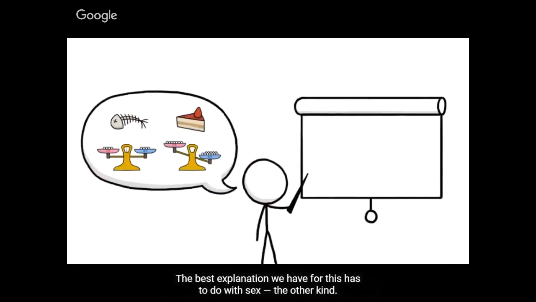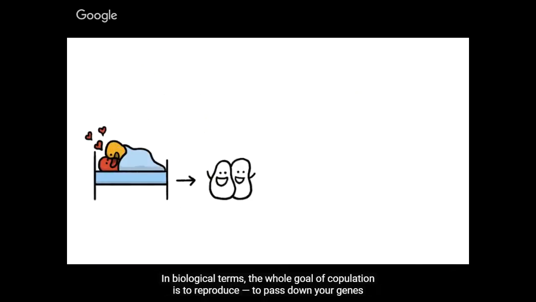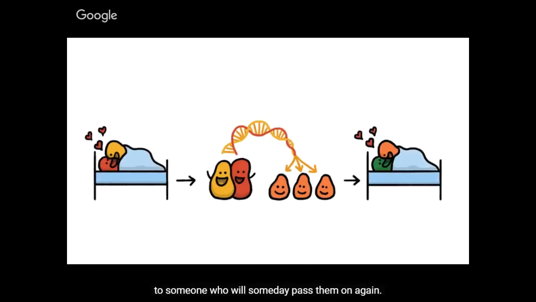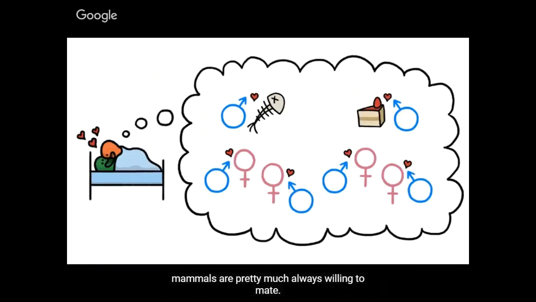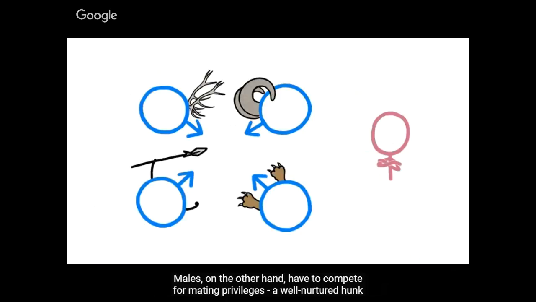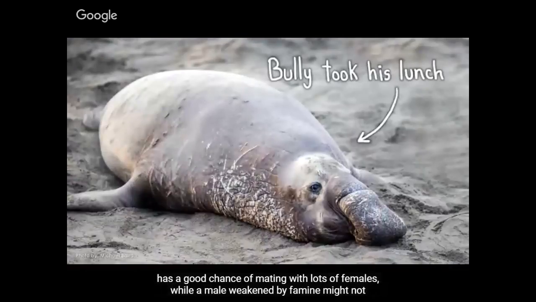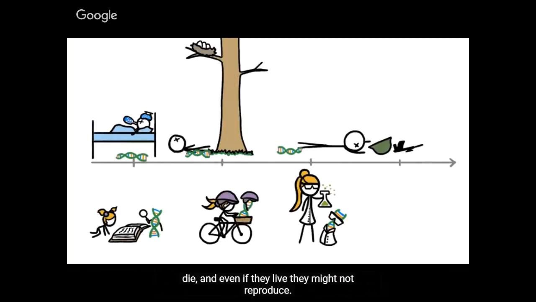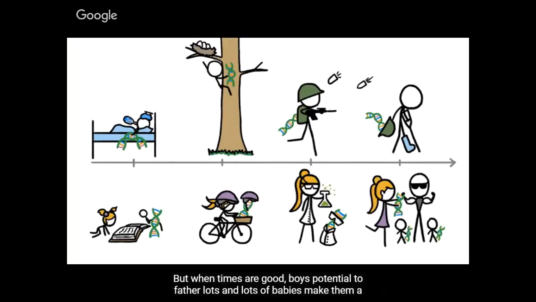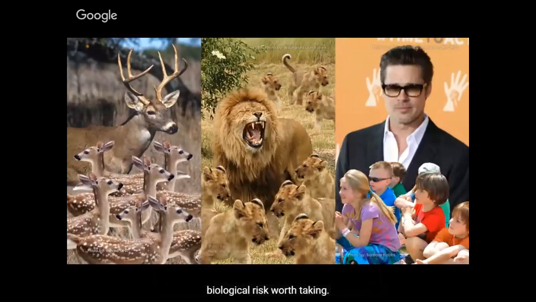The best explanation we have for this has to do with sex, the other kind. In biological terms, the whole goal of copulation is to reproduce, to pass down your genes to someone who will someday pass them on again. Female offspring are almost guaranteed to reproduce, famine or no famine, because male mammals are pretty much always willing to mate. Males, on the other hand, have to compete for mating privileges. A well-nurtured hunk has a good chance of mating with lots of females, while a male weakened by famine might not score at all. So male offspring are a bigger risk in general. At all stages, they're more likely to die. And even if they live, they might not reproduce. But when times are good, boys' potential to father lots and lots of babies make them a biological risk worth taking.